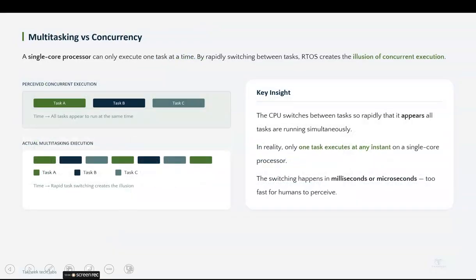There are two terms: one is called multitasking and another is called concurrency. So if you have task A, task B, or task C, what is the desirable condition? That each task should run every time. We want each task to run every time, right?